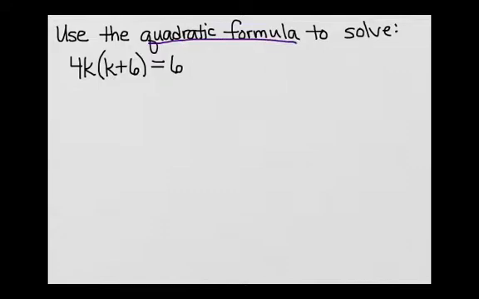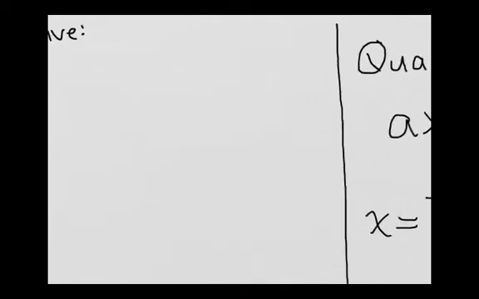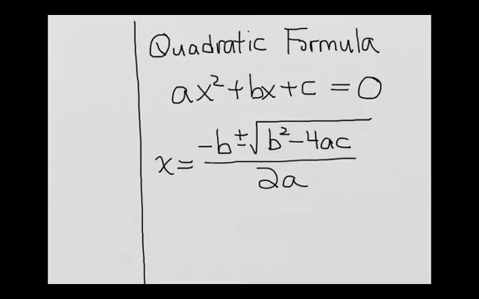So let's go ahead and remind ourselves of what the quadratic formula is. And I have it written down over here. The quadratic formula gives us a formula for solving an equation of the form ax squared plus bx plus c is equal to 0. And the solutions that we'll get, that is the values for x that will make that statement true, are x is equal to negative b plus or minus the square root of b squared minus 4ac all over 2a.